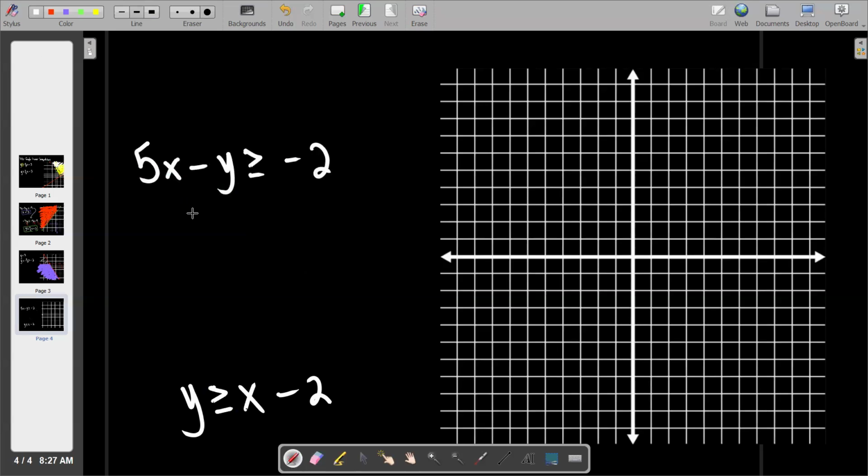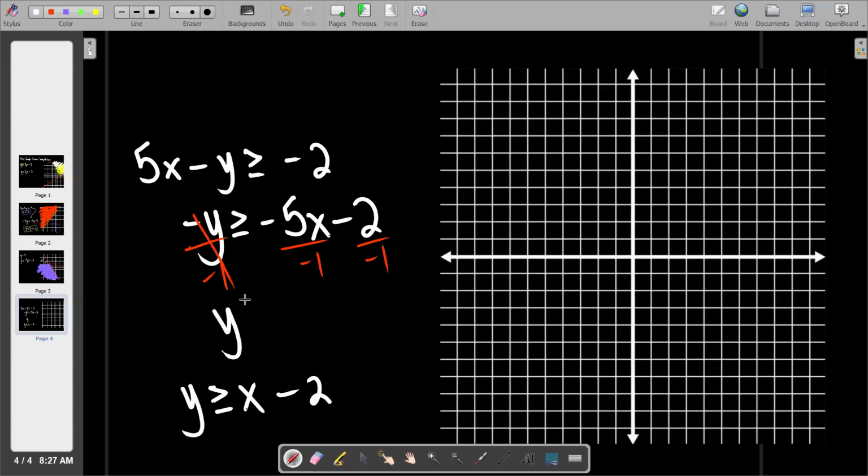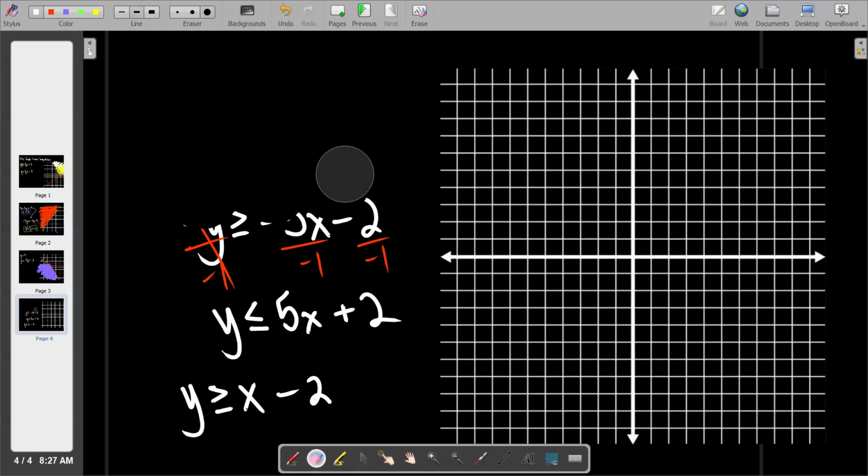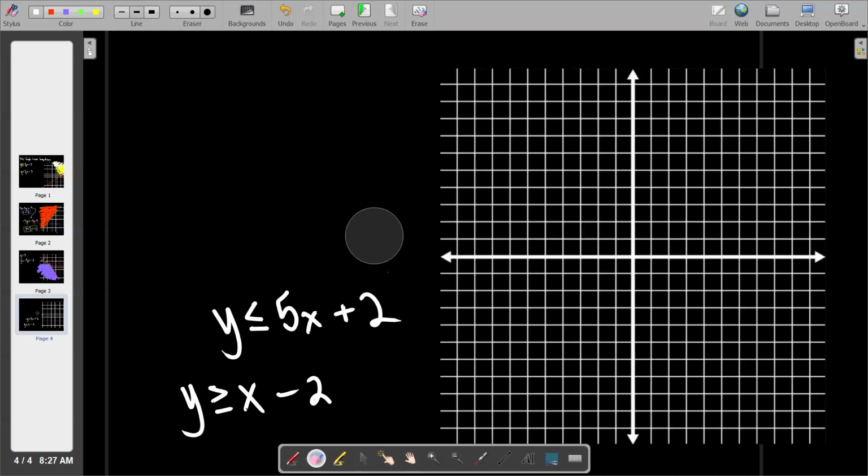What do we do with this one? Move the 5x to the other side. Kind of feels like the same problem over again. So we get negative 5x, still minus 2 or negative 2. But then once again, you're like, I got to divide by a negative 1. And we remember to switch our inequality sign. Remember, Pac-Man gets the old flip when we divide by a negative or multiply by a negative. Dividing is just more common. So we're going to get y is less than or equal to 5x plus 2.